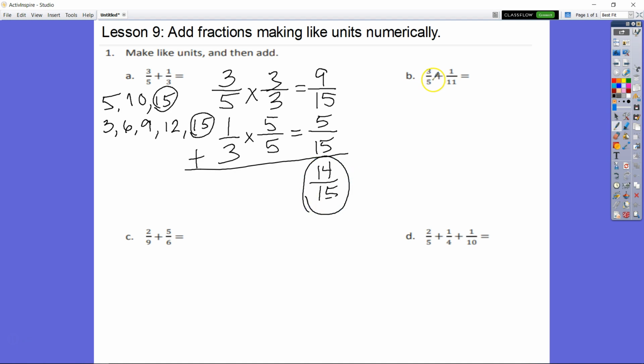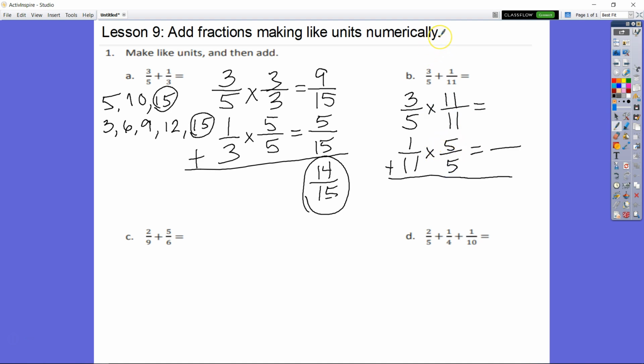So we know that if we were to skip count, we would come to 55, because 5 times 11 is 55. Let's go ahead and get our fraction situated. So we're not going to write our multiples of 5 and 11. We know that the lowest common multiple we're going to come to is 55. We're going to multiply by 11/11ths and multiply this by 5/5.